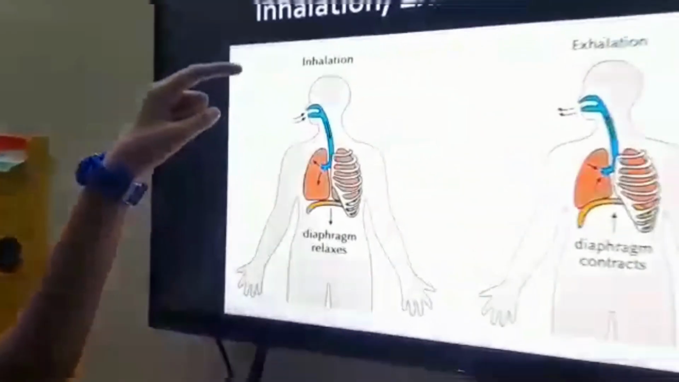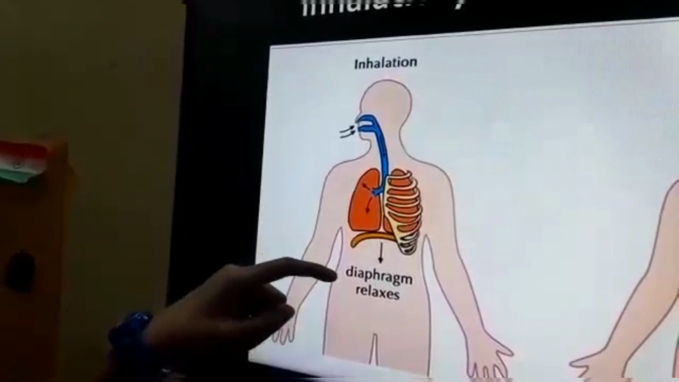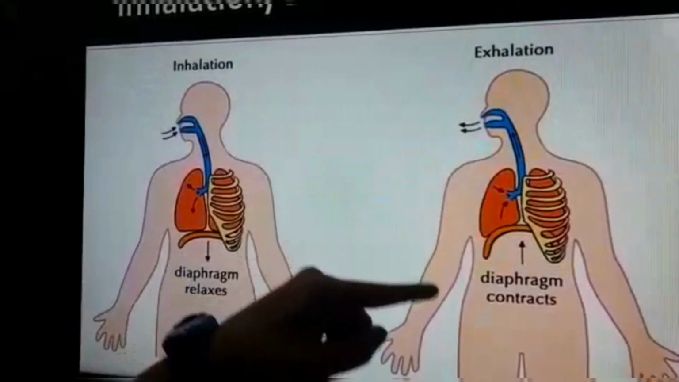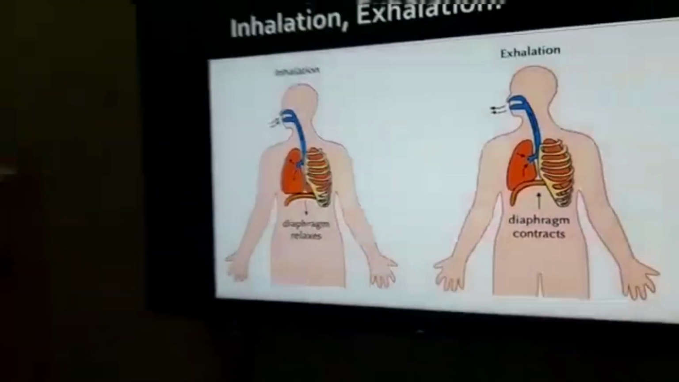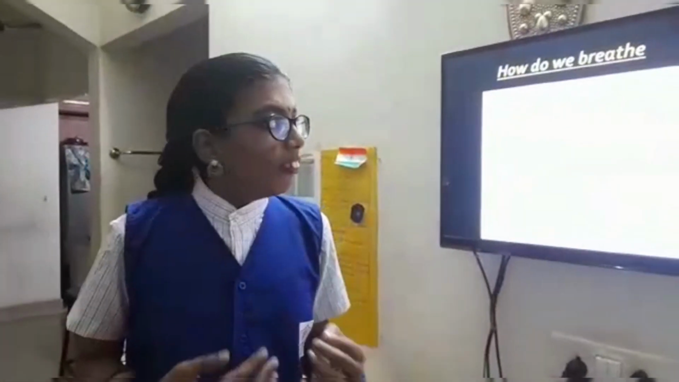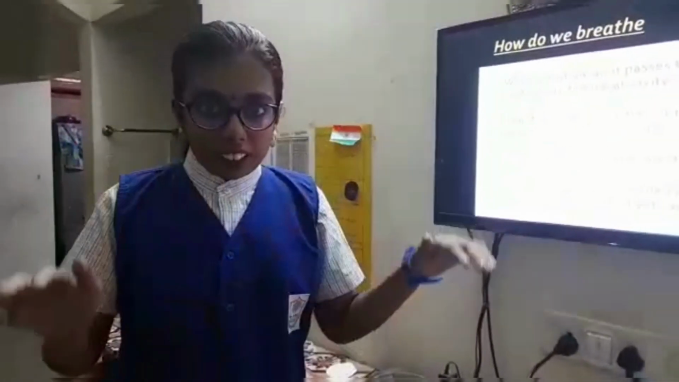When we inhale, the air goes inside our lungs through the windpipe and the diaphragm relaxes. During exhalation, the diaphragm contracts and the air is pushed out of our lungs. How do we breathe? When we inhale, the air passes through our nostrils into the nasal cavity. From the nasal cavity, the air goes inside our lungs through the windpipe. Lungs are present in the chest cavity. A large muscular sheet called diaphragm forms the floor of the chest cavity.